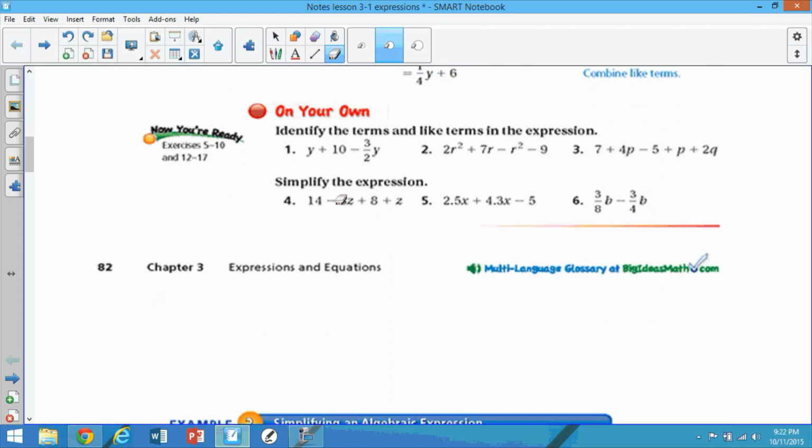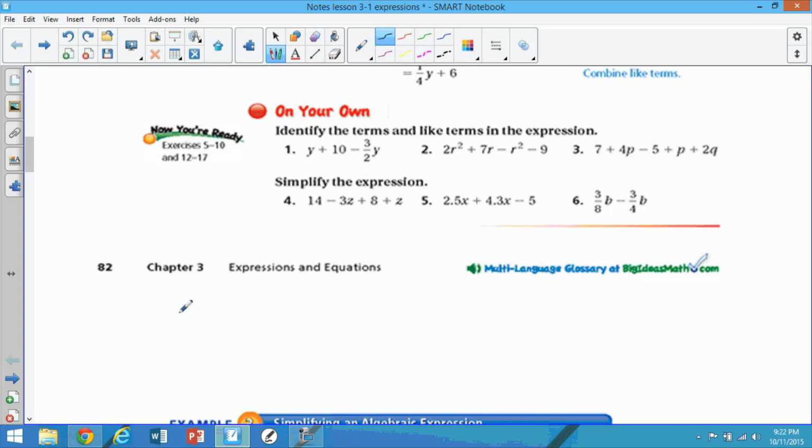Okay, so let's look at number 4. I would like you to pause your computer, and I would like you right now to do number 4. And when you're done, play your computer again, and then we'll go over it.